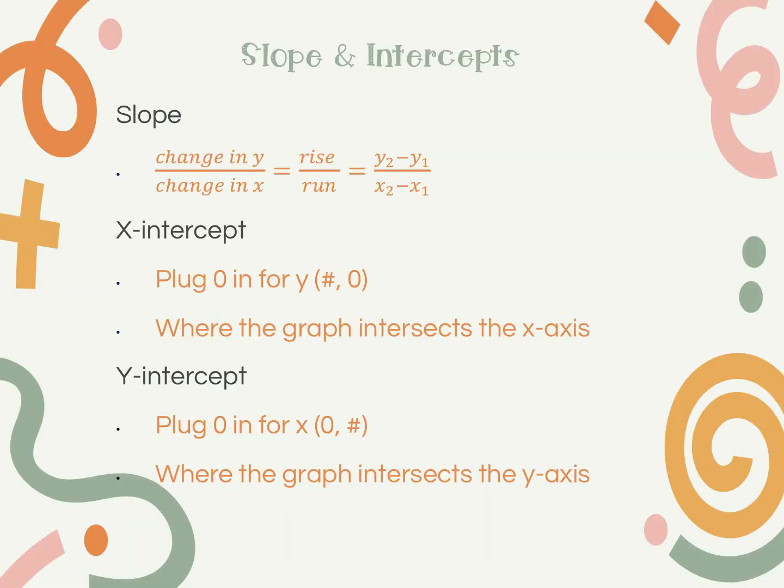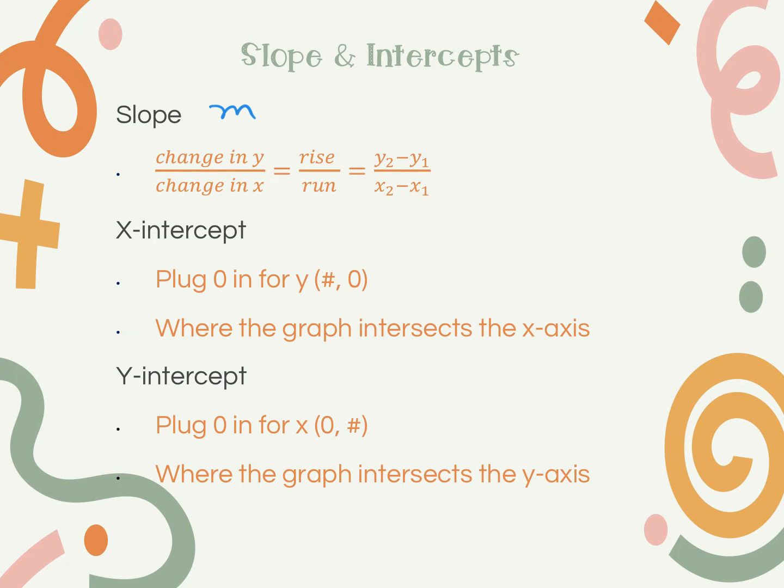The formula for slope is always the change in y divided by the change in x. Slope is also known as rise over run. Slope is going to be indicated with a lowercase letter m. And what you're going to do is subtract two ordered pairs.